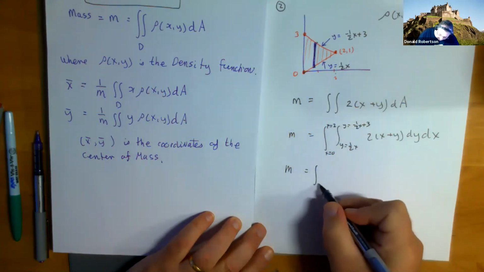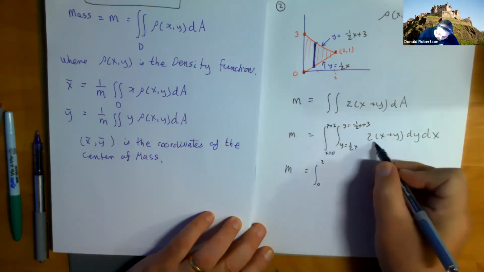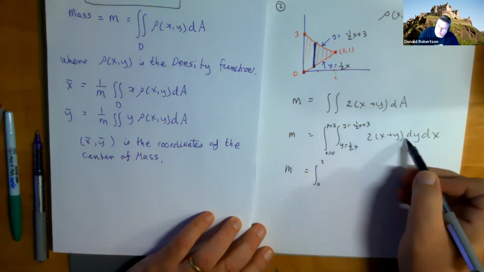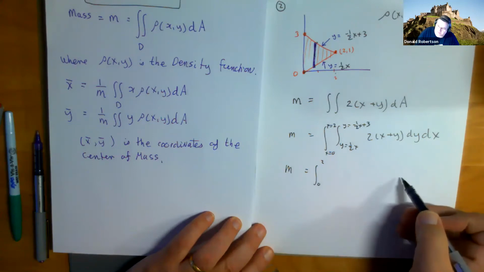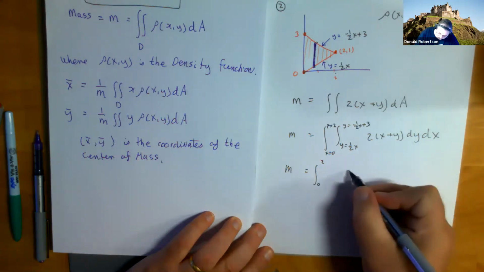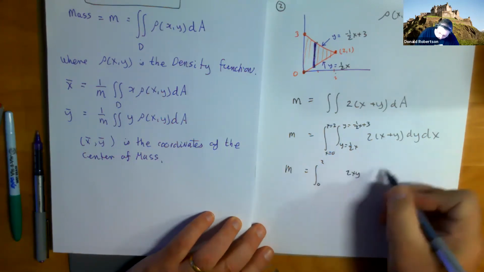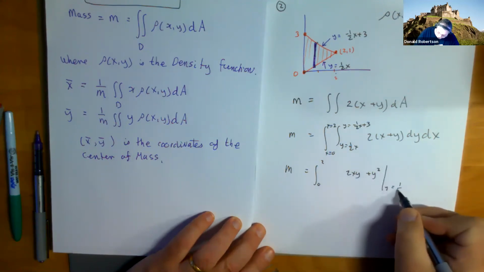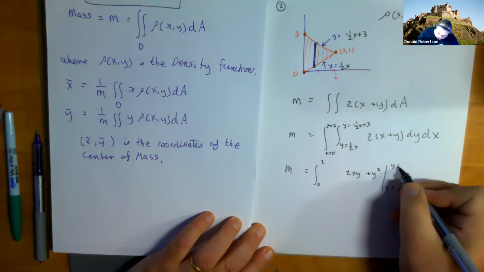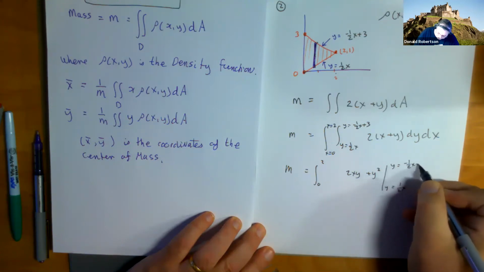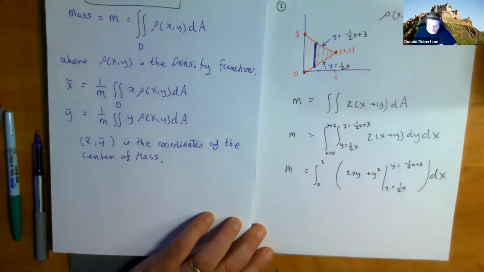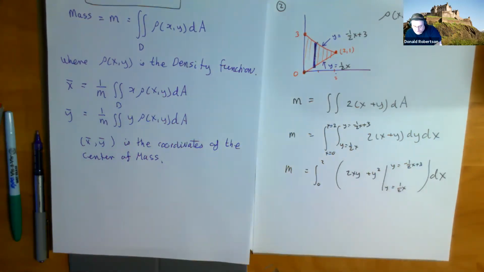I'm going to do an integral from 0 to 2. Oh, darn it. Can you pretend I did 2x plus 2y so I don't have to rewrite it? So 2x gets you 2xy, and 2y gets me y squared, evaluated from 1/2 x to -1/2 x, add 3, dx. So far, so good?